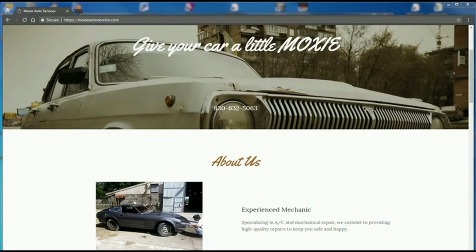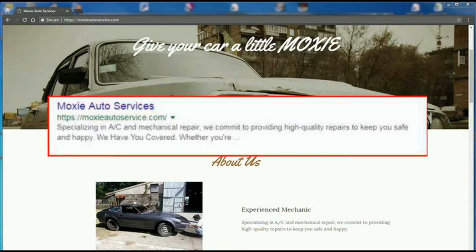First of all, two simple things that are the most important to your SEO are your page title and your meta description. So right now, if I search for your website, here's a look at how your website comes up in Google search with Moxie Auto Service and the meta description. The top bold line is your page title. The two lines underneath, the smaller text, is what's called the meta description.